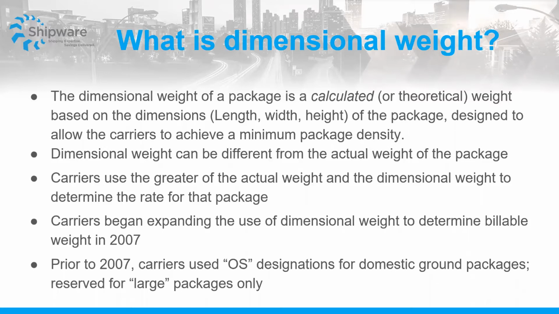It was after 2007 that the carriers really started to expand the use of dimensional weight. And currently, both UPS and FedEx will apply a dimensional weight formula to every package that they ship using the same dimensional weight divisor. So domestic, international, domestic express, etc. Everything is dimensionalized these days.